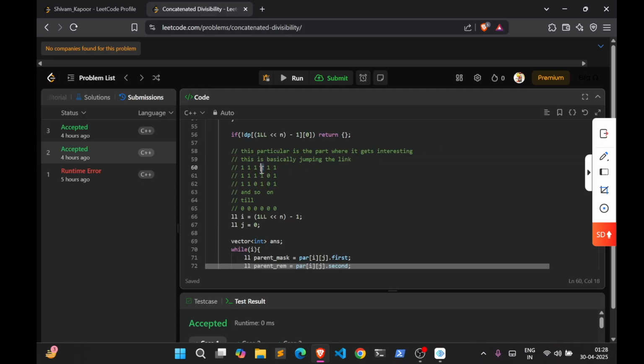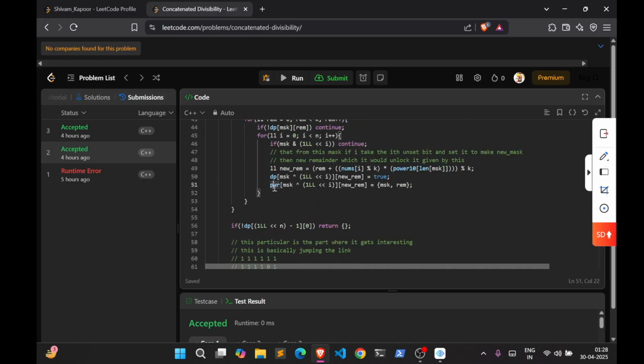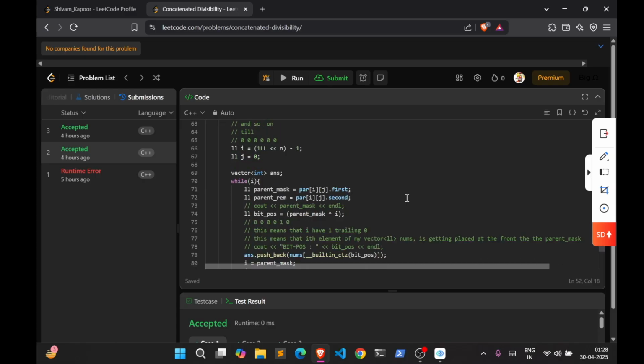And if this is my bitmask, and from here I came to this, then I must have a link from this to this, right? So that's why I maintained a link using that parent for this particular new mask and the new remainder. From this mask and remainder I went to that new mask and new remainder, right? So I simply had my answer and my parent mask to where I go, and parent remainder to where I go. That this particular bit position, only that bit is set.